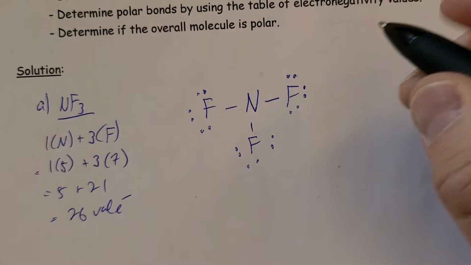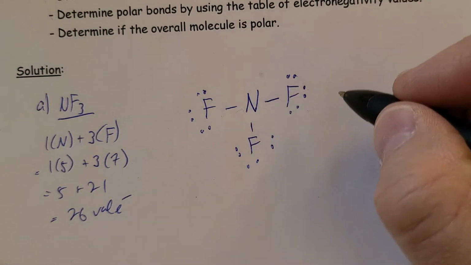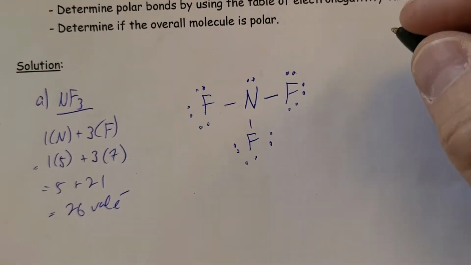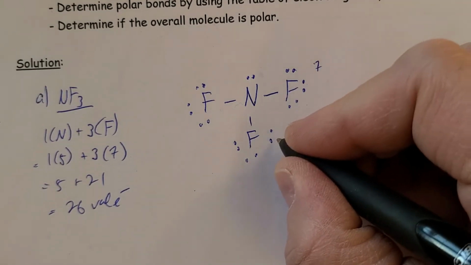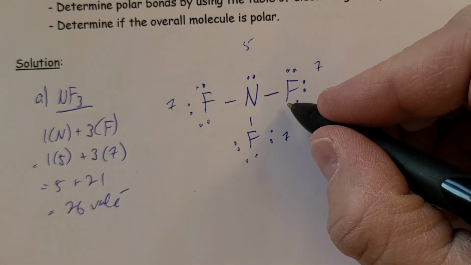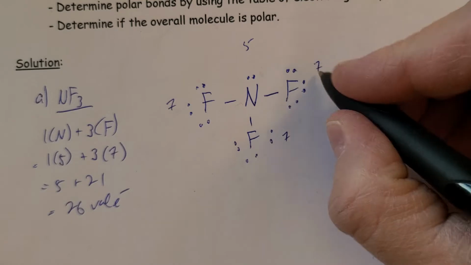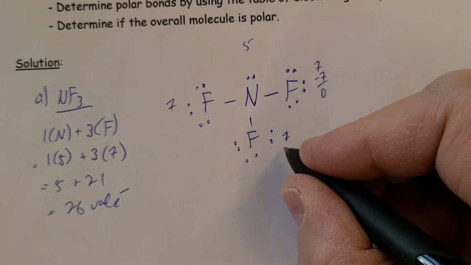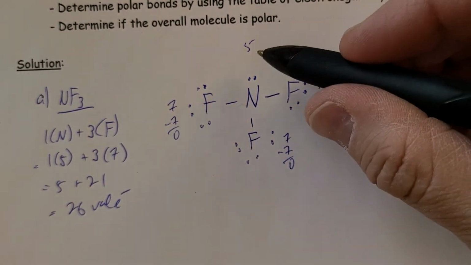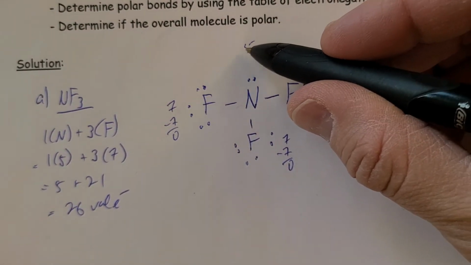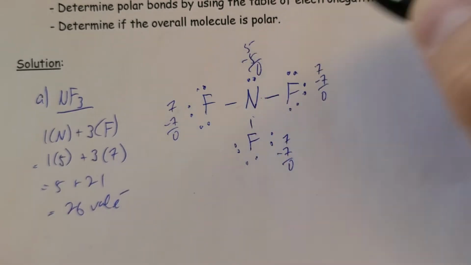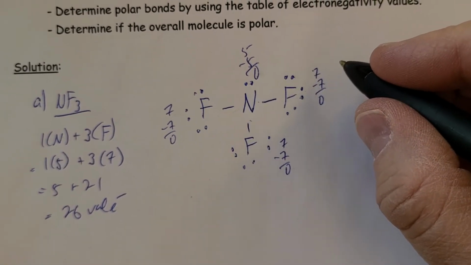There we go. 2, 4, 6, 8. 8 times 3 is 24, but we have 26, so the extra set goes here on nitrogen. And we can do the formal charge calculation. Fluorine is group 7, and 1, 2, 3, 4, 5, 6, 7, there are 7 electrons involved in this structure all the way around. Nitrogen is group 5, so it should have 5 valence electrons, and 1, 2, 3, 4, 5, it does have 5 electrons involved in here.